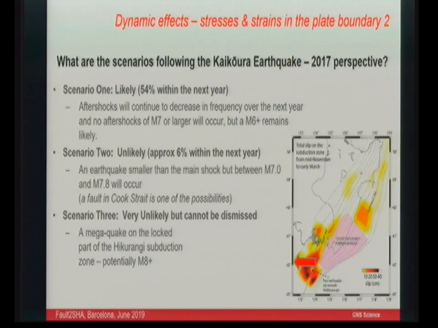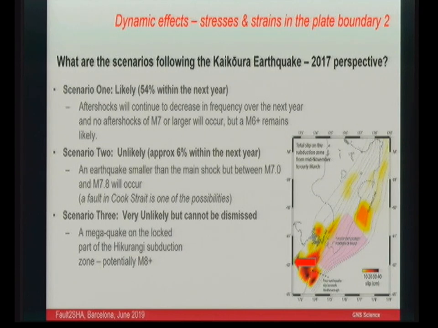This was the advice we provided in 2017. Scenario 1, and we came up with some numbers here, a 54% likelihood in the next year that the aftershocks would continue to decrease, but a magnitude 6 plus remains likely. Actually, we're probably still in that window. That's what's playing out at the moment.